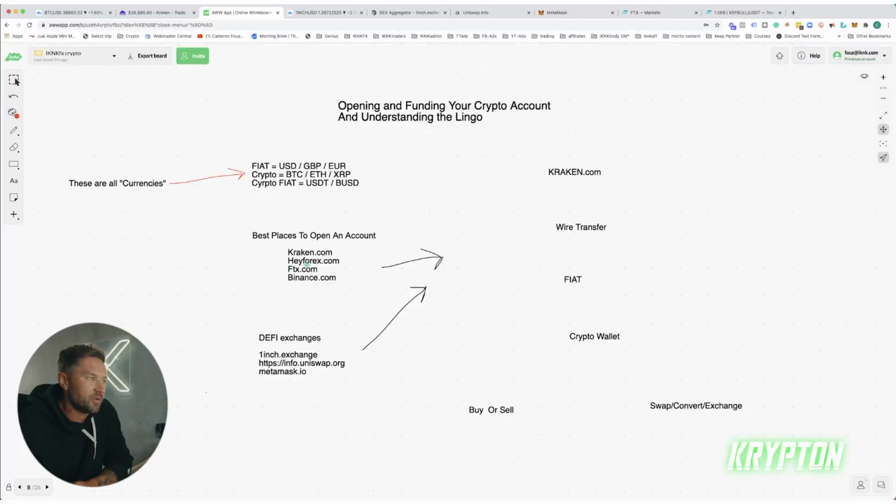If you're outside of the USA, I would definitely recommend FTX or Binance.com. And then there's also DeFi exchanges, which we'll talk about later. And I use some of these. I use 1inch, I use Uniswap, and I use MetaMask, which is also a wallet.